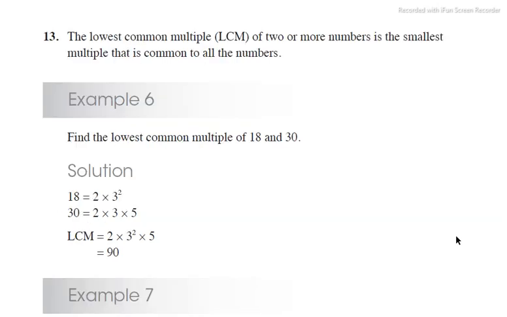Then we come to how to find the lowest common multiple. The other one was highest common factor. This one is lowest common multiple. We've defined a multiple as the result you get after multiplying two numbers.